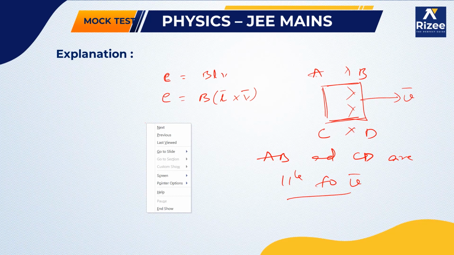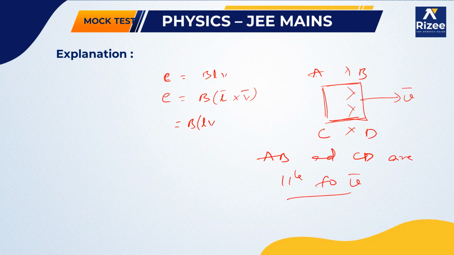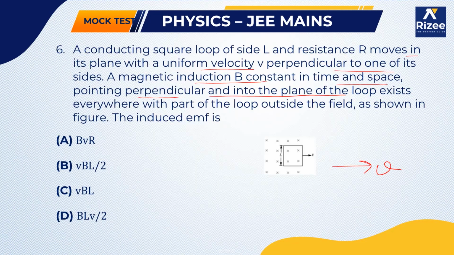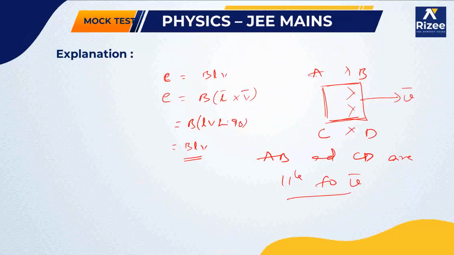So in this case, E can be written as B into the cross product, that is L into V into sine 90. Sine 90 is obviously 1, so that's going to be BLV. This will be the induced EMF in this particular case, and that comes out to be option C. Now we'll go for the next question, please.